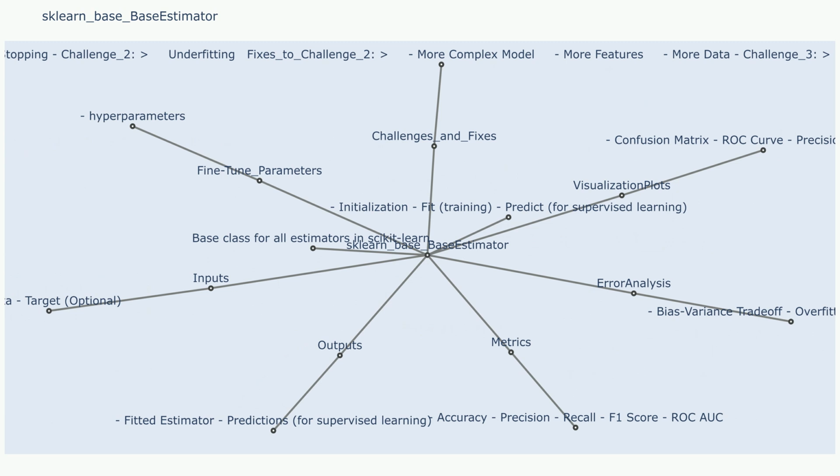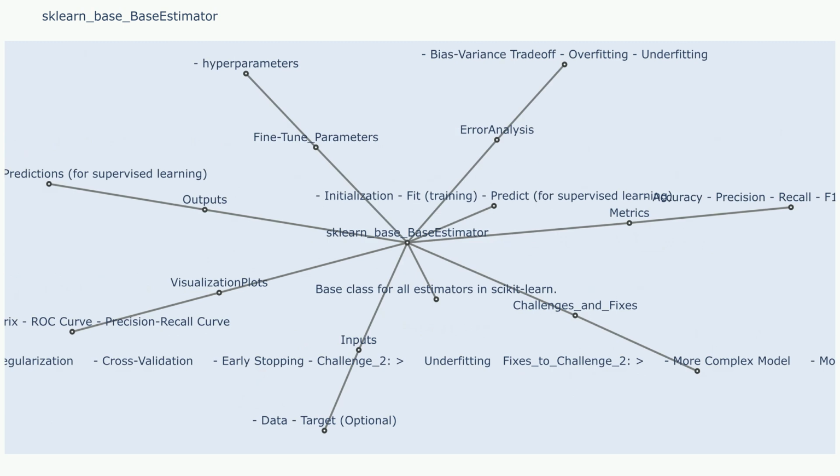Visualization plots. Confusion matrix, a visual representation of the performance of a classification model, showing the number of correctly and incorrectly classified instances. ROC curve, a plot of the true positive rate against the false positive rate for different threshold values. Precision recall curve, a plot showing the relationship between precision and recall for different threshold values. Learning curve, a plot that shows the performance of the model as a function of the size of the training data.